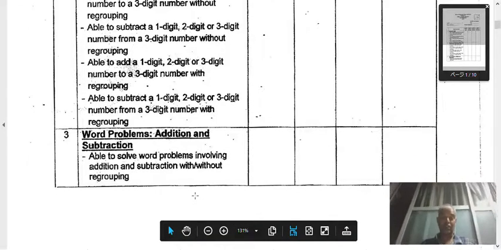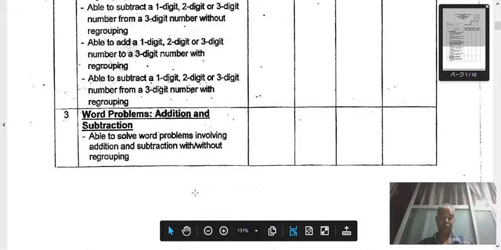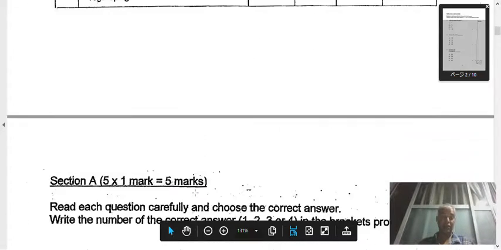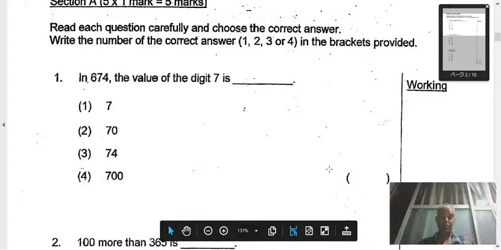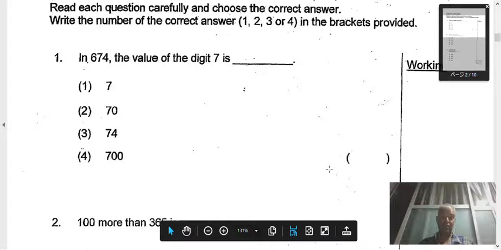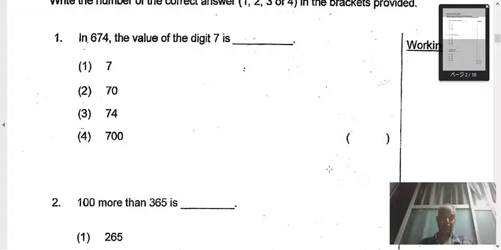Okay, so this was the front page of the paper. Now we are starting the main paper, that is here. So you see section A is for 5 marks, 1 mark each. So now you can see the question. I'll keep myself shut and you just see.